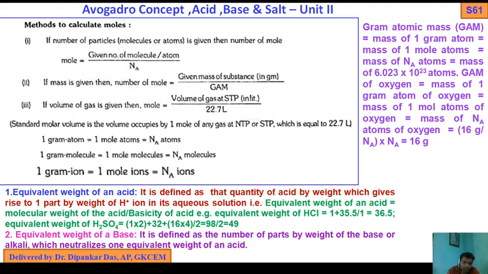Similarly, it is molar mass of base divided by acidity of base. In case of acid, basicity of acid; in case of base, acidity of base. So it is nothing but the number of parts by weight of the base or alkali, base and alkali being the same thing, which neutralizes one equivalent weight of an acid. So that is known as equivalent weight of a base.